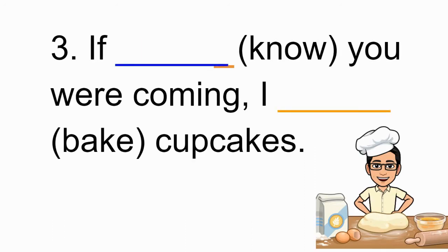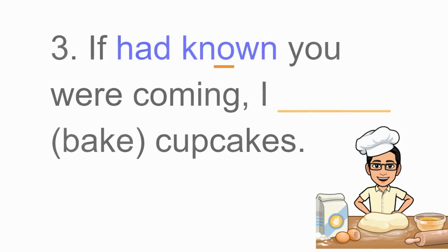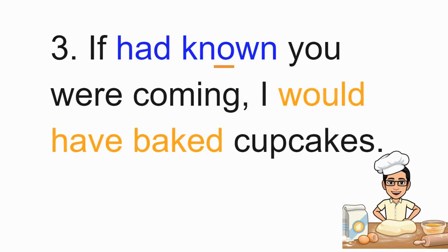If blank know you were coming, I blank bake cupcakes. The correct form of the verb in the if clause is, very good. Had known. And the correct form of the verb in the main clause is, bullseye. Would have baked. If I had known you were coming, I would have baked cupcakes.